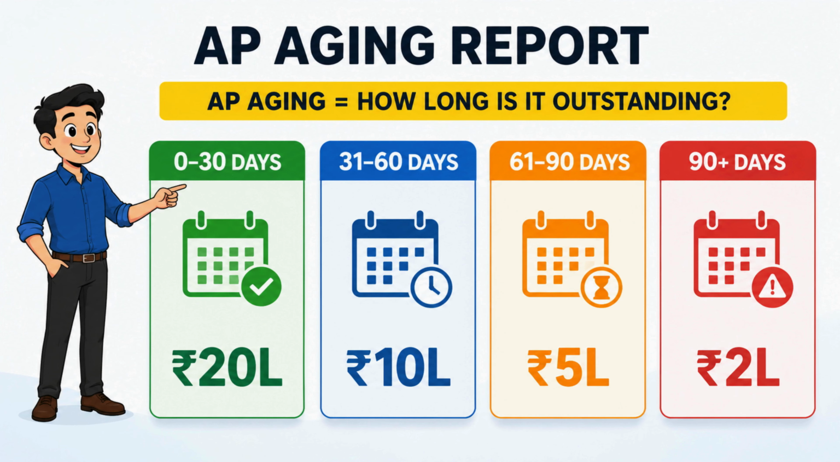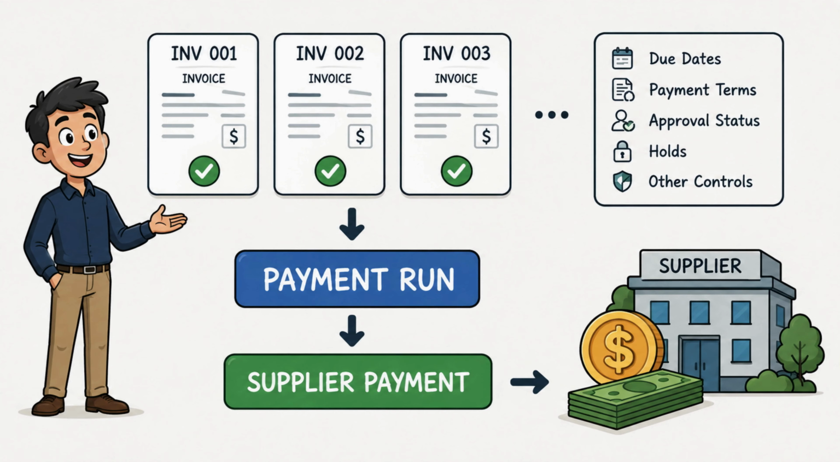Question 19. What is a payment run? A payment run is a process used to identify and process eligible invoices for payment. Imagine a company has 500 approved invoices. The AP team checks due dates, payment terms, approval status, holds, and other required controls. Eligible invoices can then be included in the payment process according to company procedures.